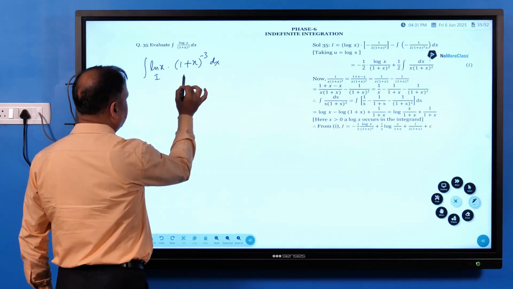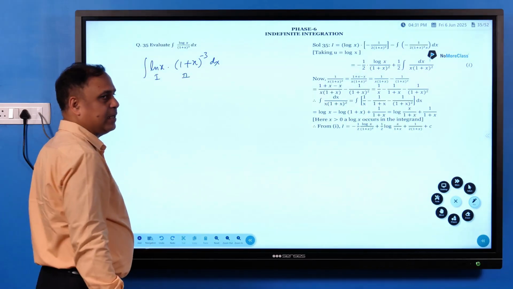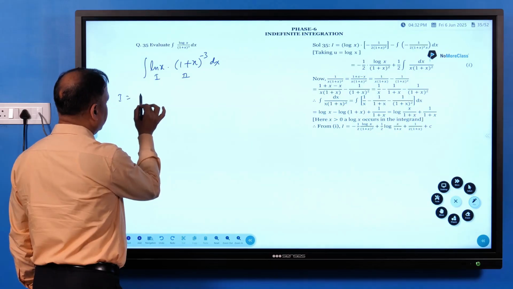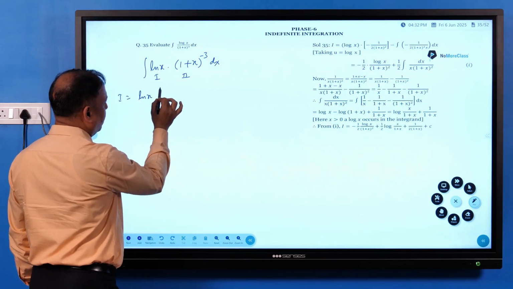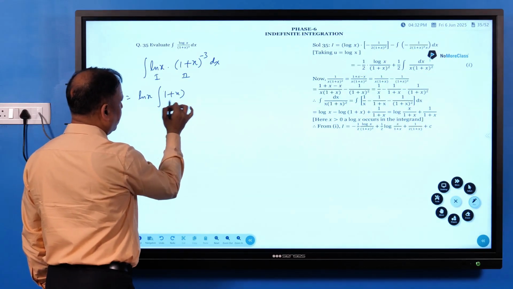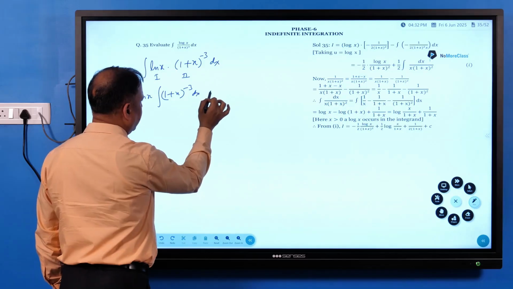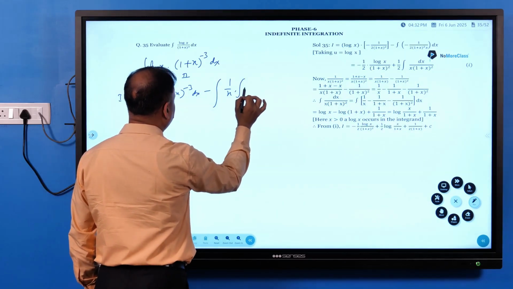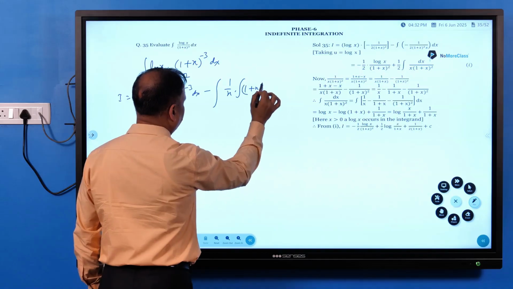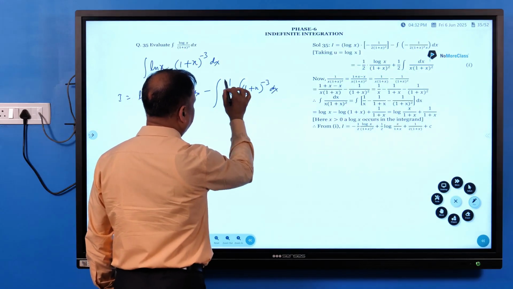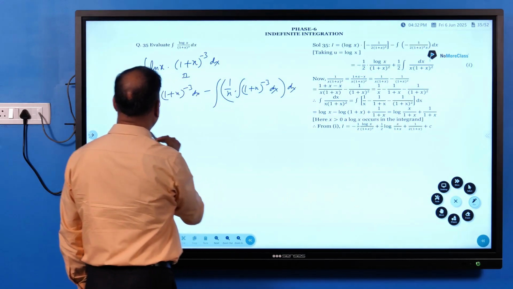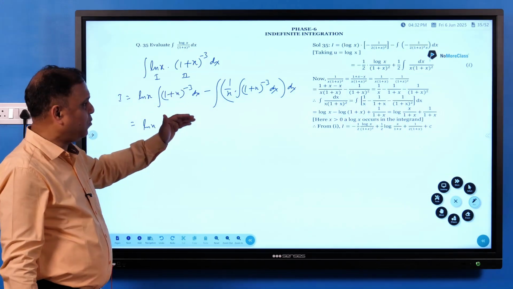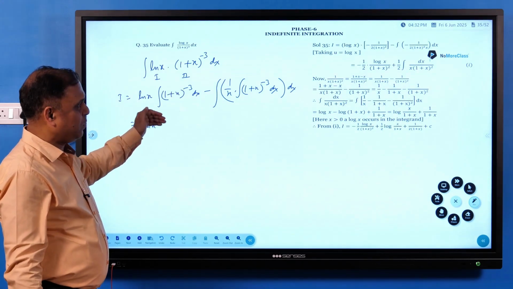So this is the first function, second function. Apply that concept. So I is equal to first function into integration of this, 1 plus x raised to power minus 3 dx, minus integration of differentiation of this, which is 1 upon x, into integration of 1 plus x raised to power minus 3 dx, and one more dx will come. So this will be ln x into 1 plus x raised to power minus 3 plus 1 upon minus 3 plus 1, so minus 1 upon 2.